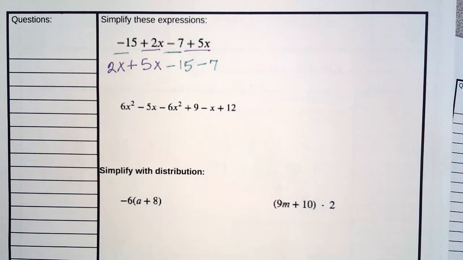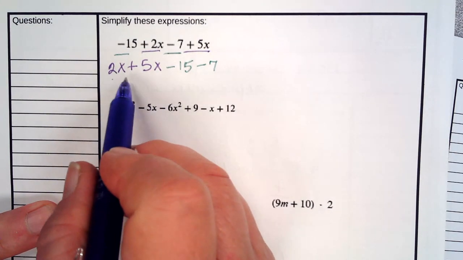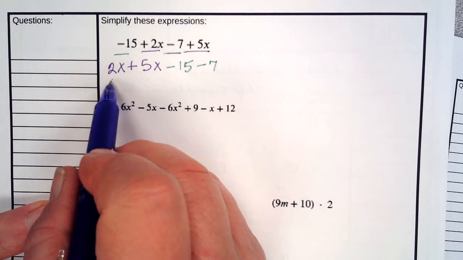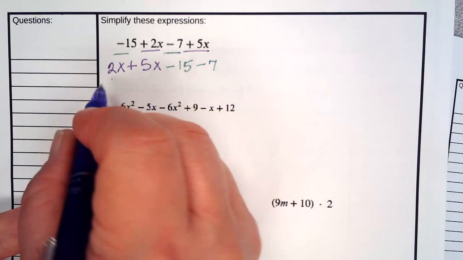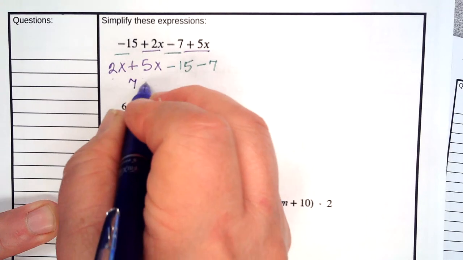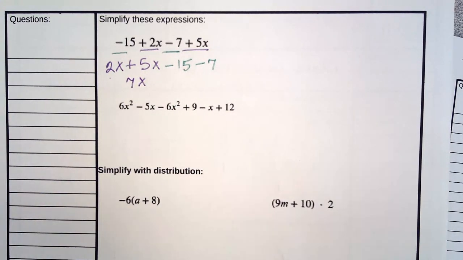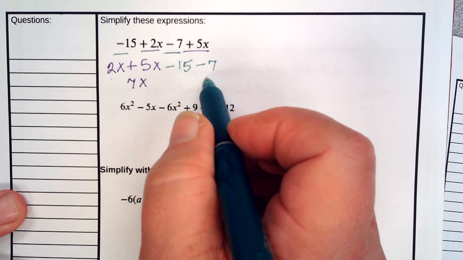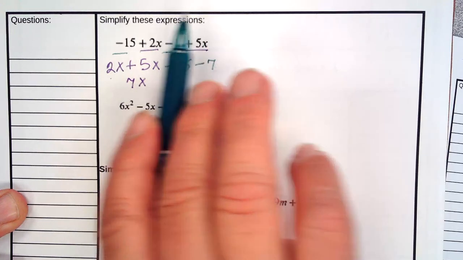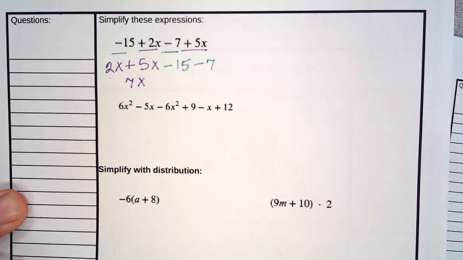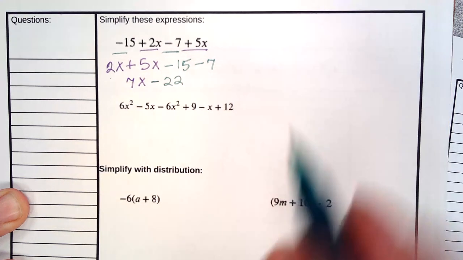So, when you're combining like terms, you add the coefficients. 2 plus 5. 2x plus 5x, 5 more x's. 2 plus 5 is 7, followed by the x. Negative 15 minus 7 more. So I'm starting at negative 15, I'm going down the number line 7 more. This will be negative 22.